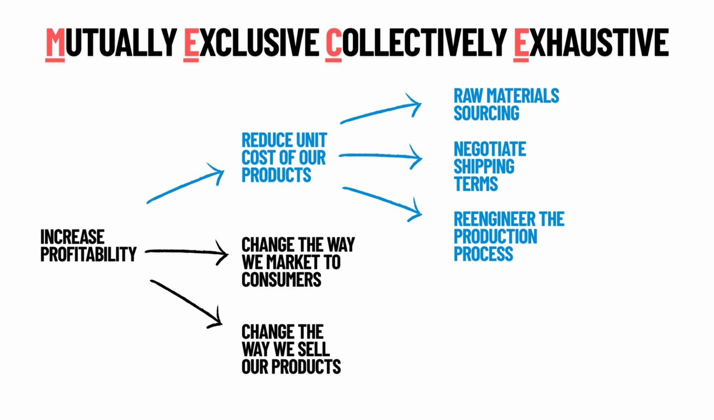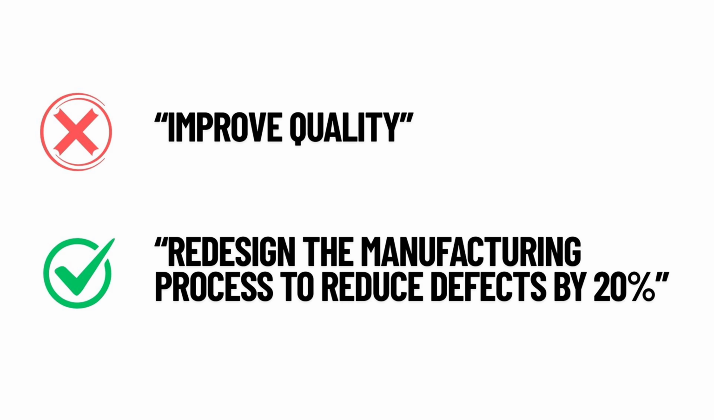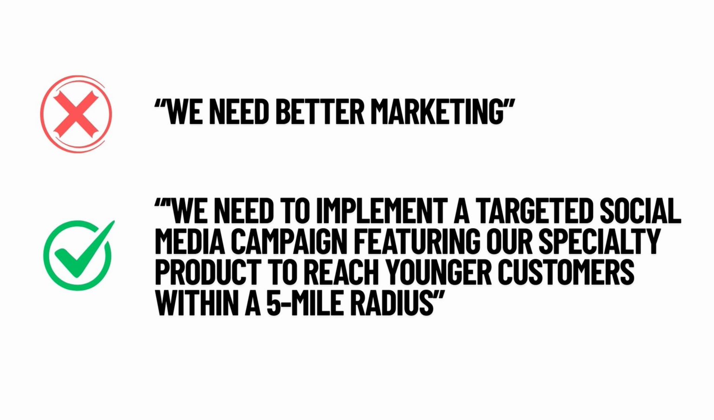You can see in the logic tree I've built a very basic layout of what this might look like. However, in the real world, you want to use more detailed language. So try to avoid vague statements like improve quality. Instead, say redesign the manufacturing process to reduce defects by 20%. Or instead of we need better marketing, it would be we need to implement a targeted social media campaign featuring our specialty product to reach younger customers within a 5-mile radius. Now you want to create what I call an issue tree, a hierarchical breakdown of your hypothesis.